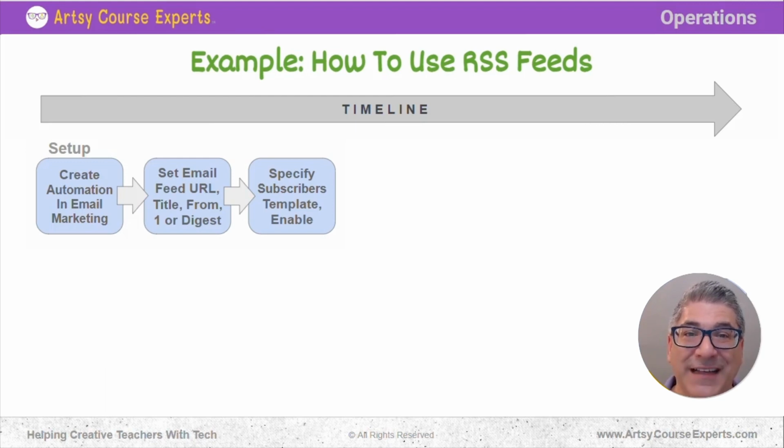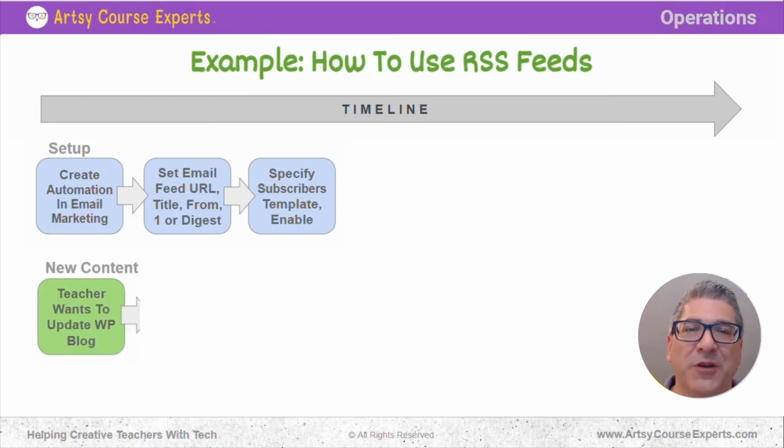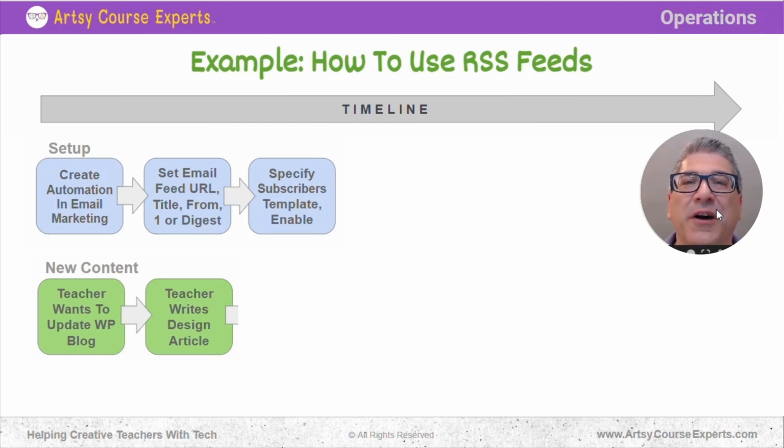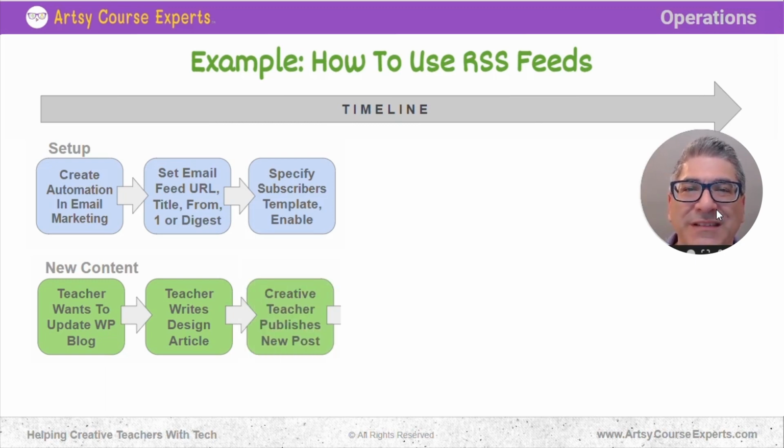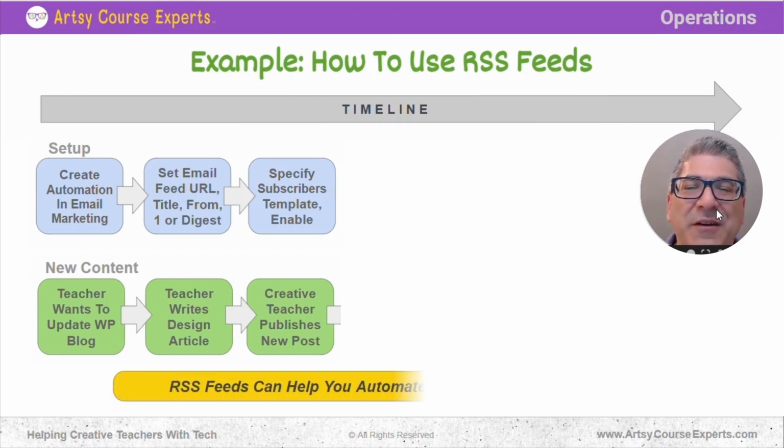Next up is your content. Let's go through a typical process and see how it all works out. As a teacher, you want to update your WordPress blog. You go in, you start editing your post, you add an image, you add content, all that fun stuff, and you write up your design article. Next, you want to publish your post. Your article is written up, it all looks good, you've got headings, text, SEO, images, you're adding value, all that great stuff, and you click publish.